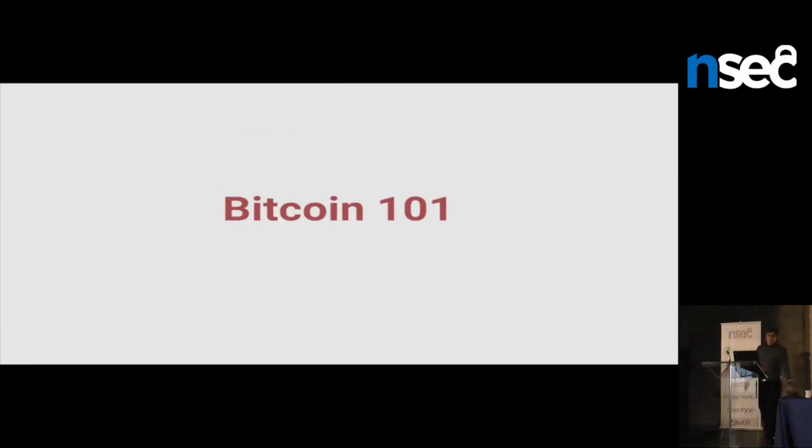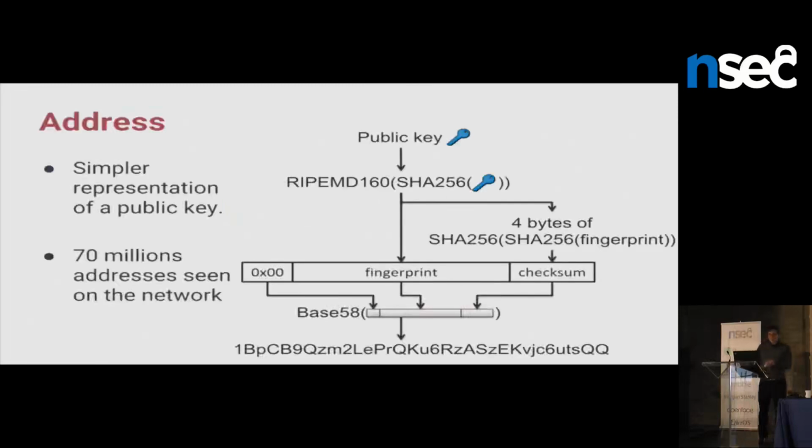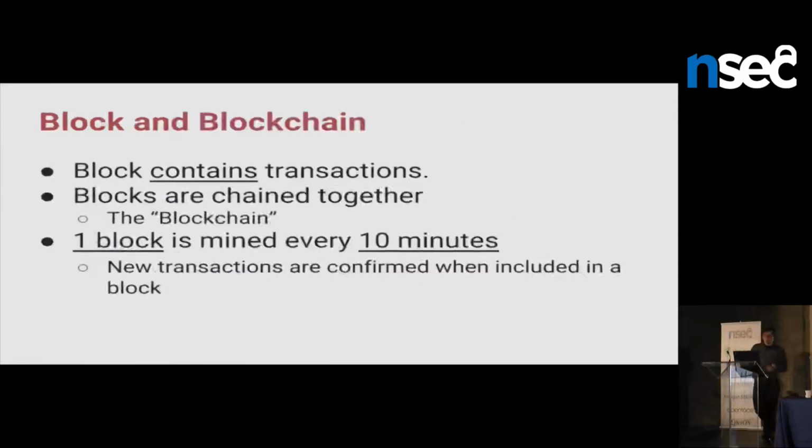So first of all, Bitcoin 101. As I said, I'll take some shortcuts. First of all, an address is your identity on the network. It's based on the public key. Basically, you generate a public-private key pair, you take your public key, you hash it, you encode it, and you get an address. That's mostly it. So far, I've seen 70 million addresses on the network.